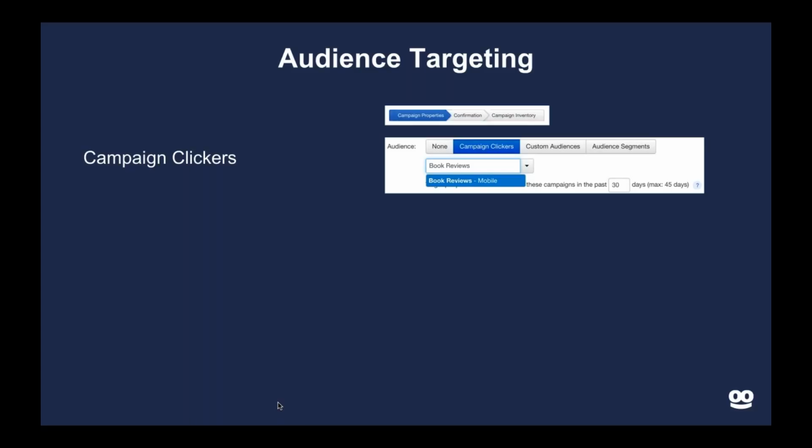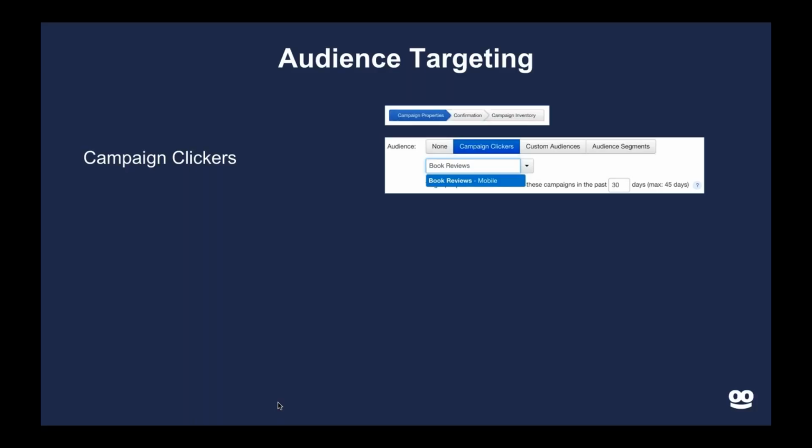In the example shown here, book reviews - mobile, let's say it's a campaign that targets users who were reading a blog about book reviews. And now we want to bring those users back around, and we want to drive them to a particular book purchase or a sale. We can use the campaign clickers item to bring users who've clicked on that previous ad and serve them up with my direct landing page content.